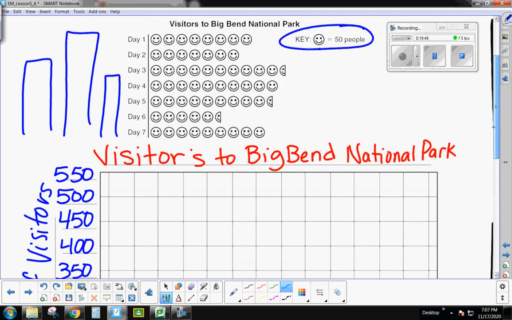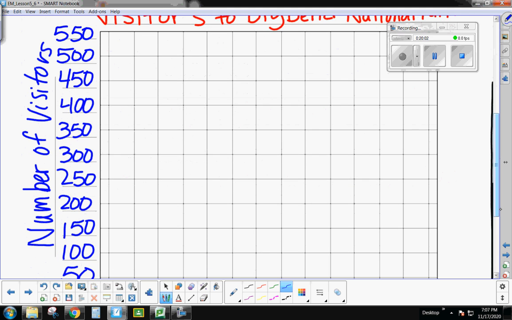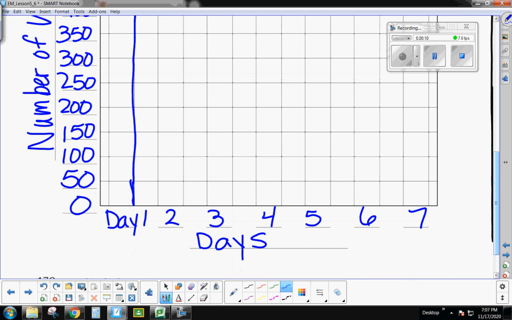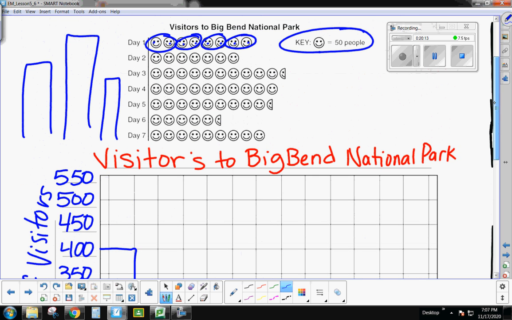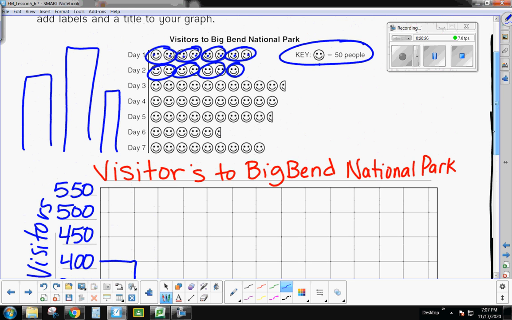All right, and now I'm going to fill in my bar. So day 1, I'm looking for 50 people. So 1, 2, 3, 4, 5, 6, 7, 8. I've got 100, 200, 300, 400, right? So I need to make my bar go clear up to 400, and then I can get that all shaded in. Then day 2, I would have had 100, 200, 350. So again, I'm going to make my bar go up to 350 and all the way down, and I can shade in.